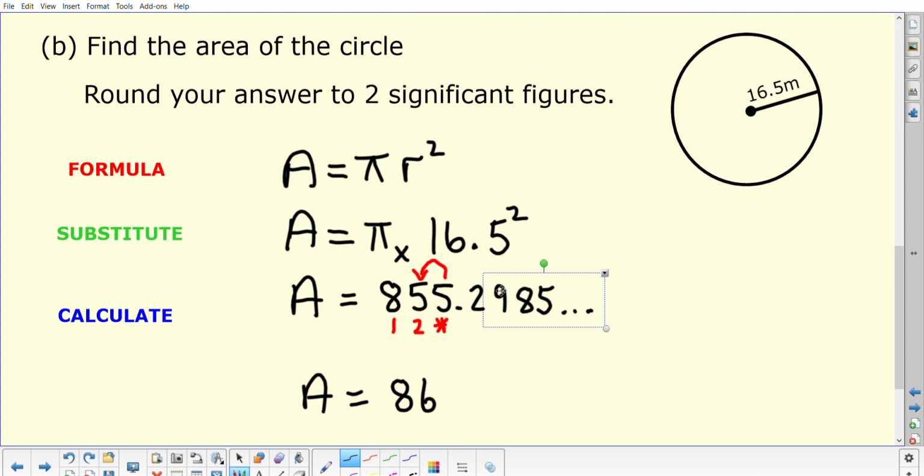But that does not mean that this number, 855.29 and a whole load of other digits, is 86. We're just making it slightly less accurate when we round. So the fact that we've got 8, 6 for the first 2 significant figures, we need to put in a 0 for the units column, because 855 point something is approximately the same thing as 860, not 86, so 860. Also remember your units here, they need to be square metres. If you start with metres, your area units will be square metres, and that would be it where your answer was rounded to 2 significant figures.